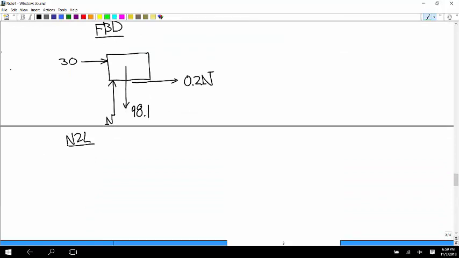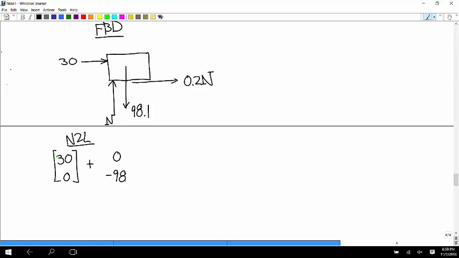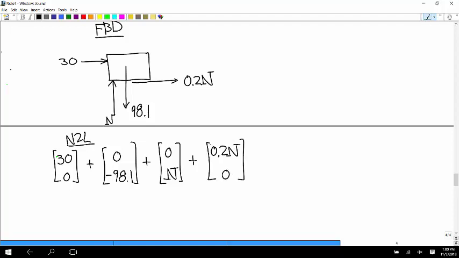Okay, so the 30 Newton force is in the positive x direction, so that's 30, 0. The weight force is in the negative y direction, so 0, negative 98.1. The normal force is in the positive y direction, so 0, n. The friction force is in the positive x direction, so 0.2n, 0. And all that's equal to the mass of the object times the acceleration. What do we know about the acceleration? That's right, it's in the x direction, so I'm going to write that as a, 0.